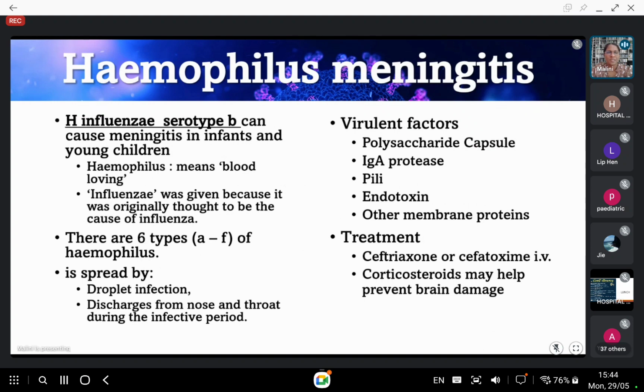Hemophilus meningitis is something that is very, very rare now, mainly because of our universal vaccination of infants. Unfortunately, I'm not sure whether in the future we might see more, mainly because of vaccine refusal. It can cause severe meningitis in infants, and it's spread by respiratory droplets also. Treatment is mainly with ceftriaxone.